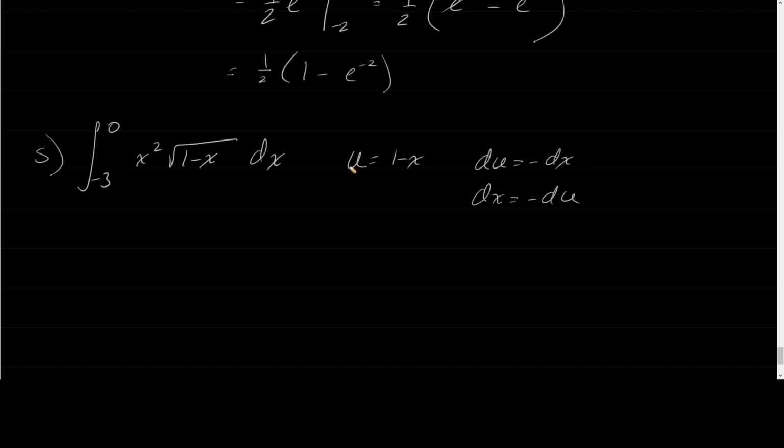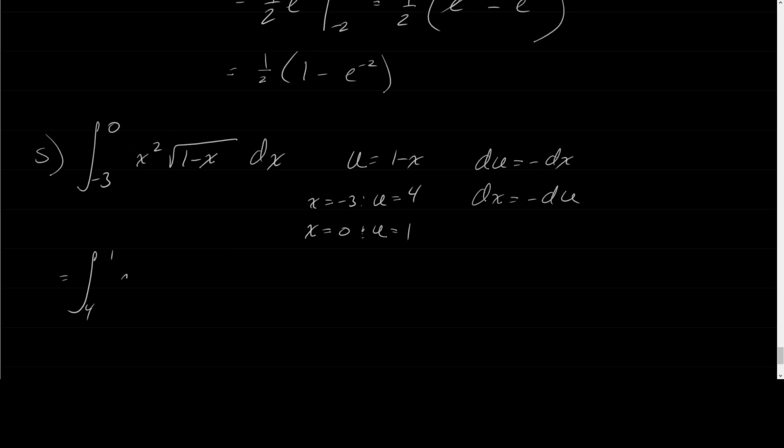What else? Let's see. We need to change our bounds. When x is equal to -3, u would be, well, 1 minus -3 is 4. When x is equal to 0, u would be 1 minus 0, which is 1. So what does that give us? That gives us the integral from originally -3, now it's 4, to originally 0, now it's 1.